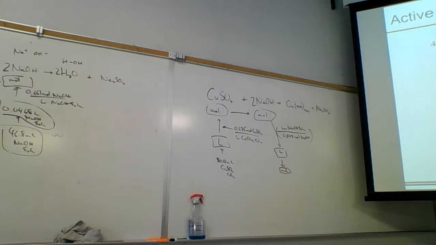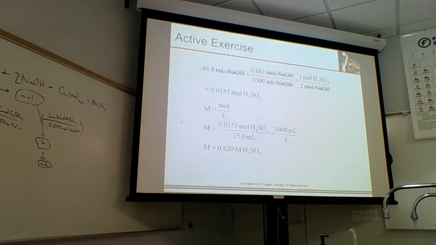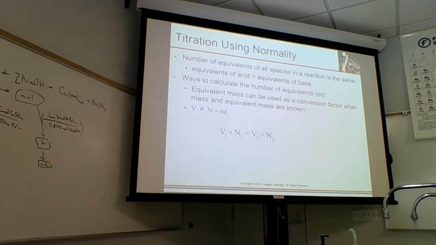So they calculate the moles. The moles come out to 0.0155 moles of H2SO4. That goes on the top using some stoichiometry here. And then if we want the molarity, we've got to divide by the liters. So they convert 25 milliliters into liters at the bottom. And then calculate it. It comes out to 0.620 molar H2SO4. So they get 0.620 molar H2SO4. So that's a titration, example of a titration. There we have titration using normality.